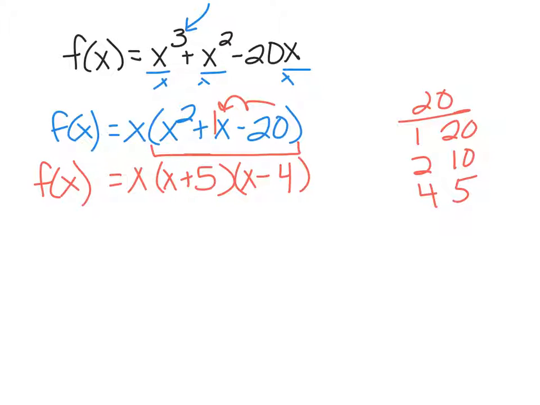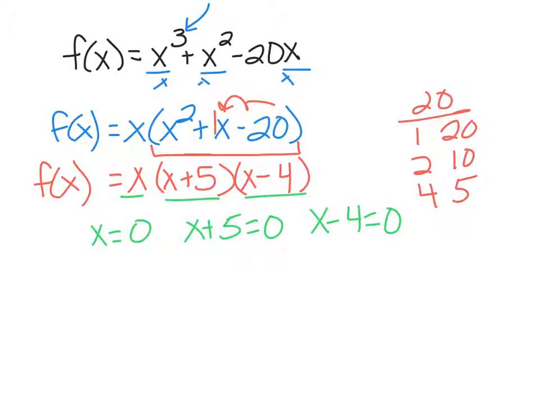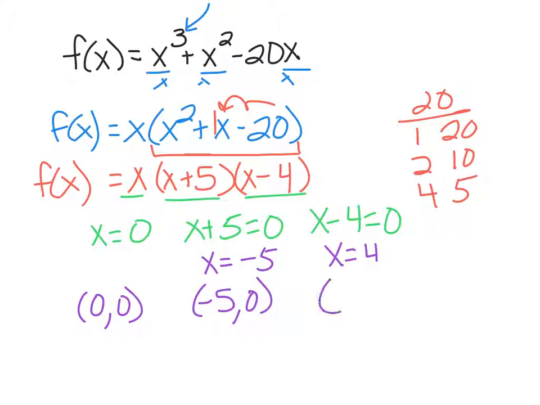So next, I'm going to take each factor, 1, 2, 3, and set it equal to 0. Now I'm going to solve each one. So x equals 0, x equals negative 5, and x equals 4. So my final solutions would be 0, 0, negative 5, 0, and 4, 0. Let's try one last problem.